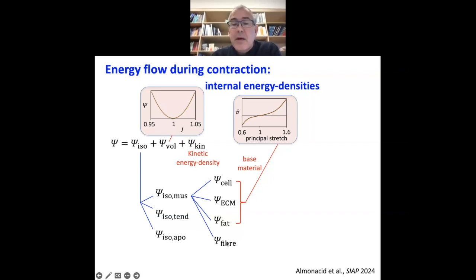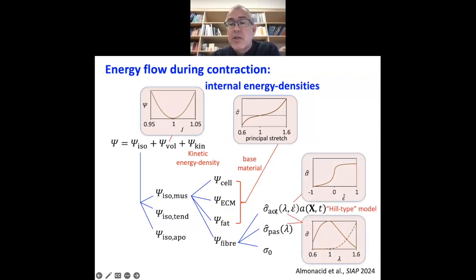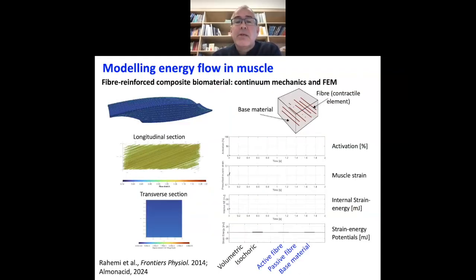For the fiber properties, we can introduce stress-stretch and stress-strain rate functions, which are derived from the Hill-type muscle model. We put in essentially our force-length and force-velocity properties, which feed into this internal energy density for the fiber component. So what we see is that the contractile elements, down here as the energy density of the fiber, are only a small fraction of the total energy content within the muscle. There'll be other things going on in the muscle which will affect the overall work that the muscle can do.